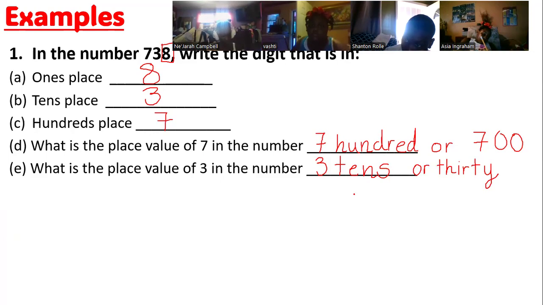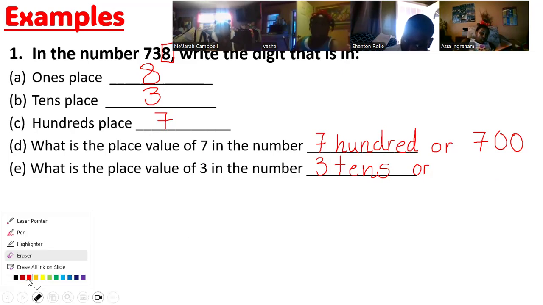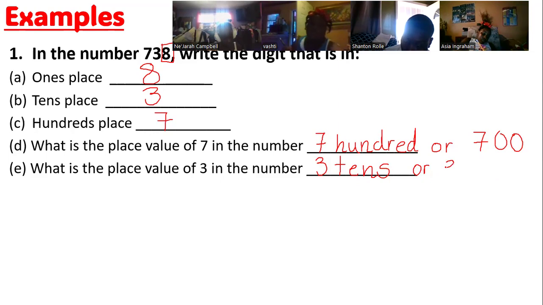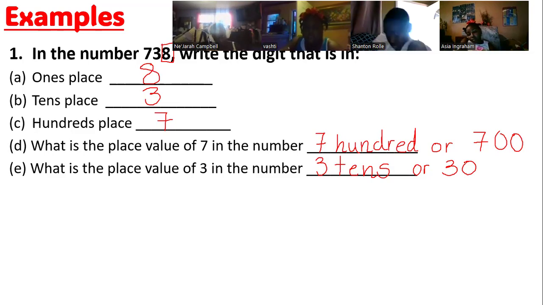I didn't write it twice. We should write the number, right? So let's write the number 30. I already wrote the words before, so 30. What do you prefer to write? You prefer to write the number or the word? The number. It's quicker. The number, okay. Both are correct, the number and the word. So 30 or 3 tens, both are correct.